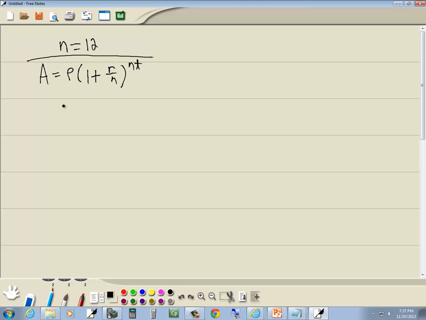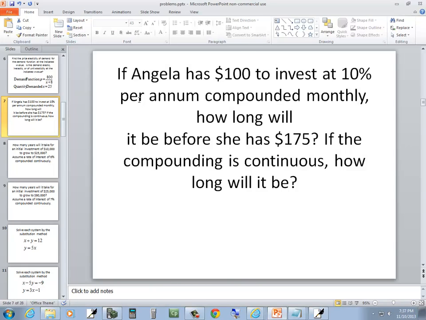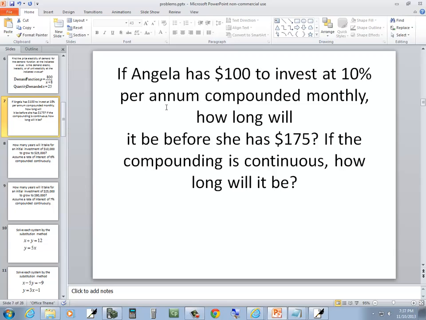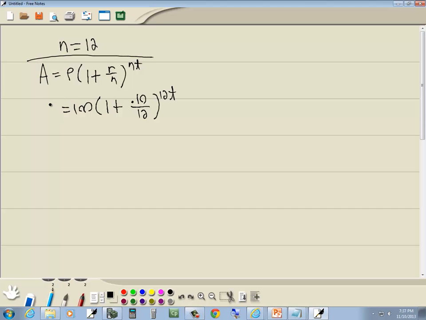$100 to invest. That means principal, so P is 100. 1 plus 10%, that's 0.10. n is 12, they told us, to the 12t power. How long before it gets to 175? So A is going to be 175.